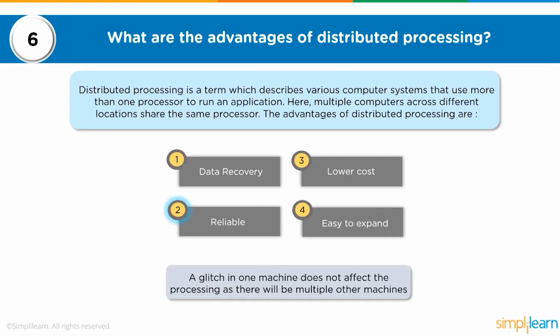The second point, a glitch in one machine does not affect the processing, as there will be multiple other machines like we discussed in the blockchain. Several cost-effective mini computers are used instead of costlier mainframe machines. So instead of having a server bank, I can have multiple machines interconnected together, and they can function in that particular blockchain or for that particular distributed processing mechanism. Depending on the amount of data processing, more computers can be attached to the network. Thus, you can increase the number of computers that can be a part of that blockchain, or you can reduce them as and when necessary.